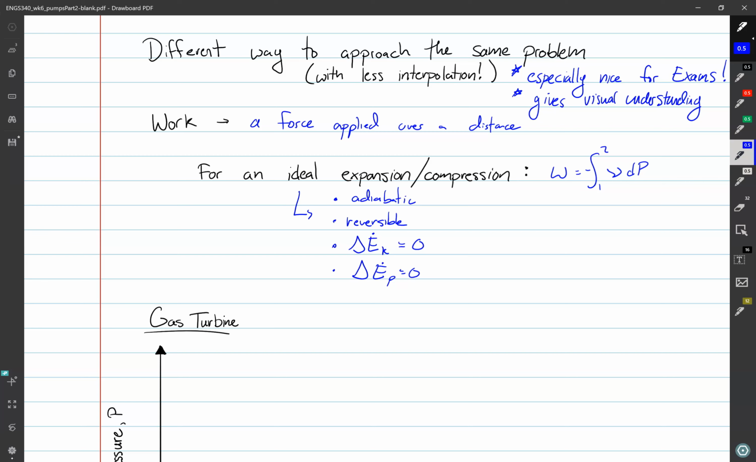A force applied over a distance. Force, that's pressure, applied over a distance, that's where specific volume comes in. Pressure is really a force over an area. Specific volume is like a meters cubed type thing. So we have a force divided by meters squared times meters cubed, so force times a distance.